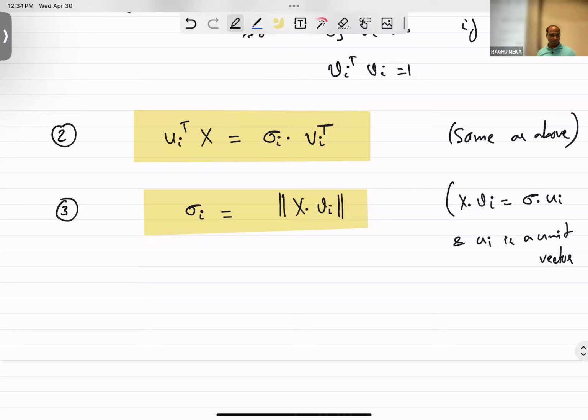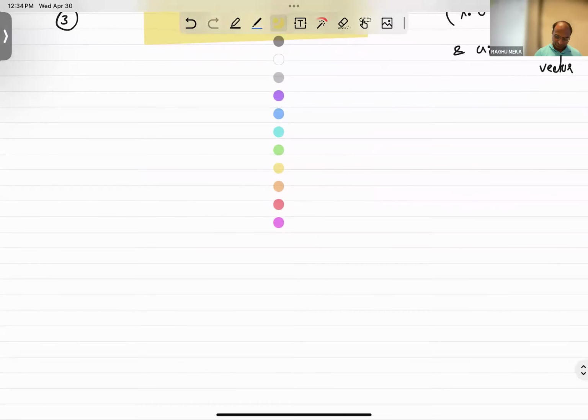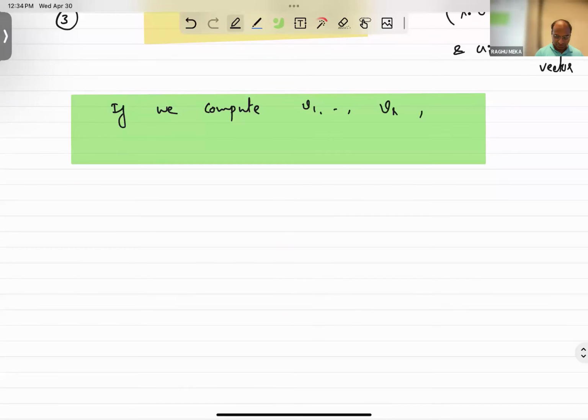Okay. So in conclusion, if you give me the V's, I can figure out what the sigmas are and what the U's are, right? So that's what we are going to try and do. If we compute V1 through Vr, we can compute sigma 1 through sigma r, comma U1 through Ur. Okay?